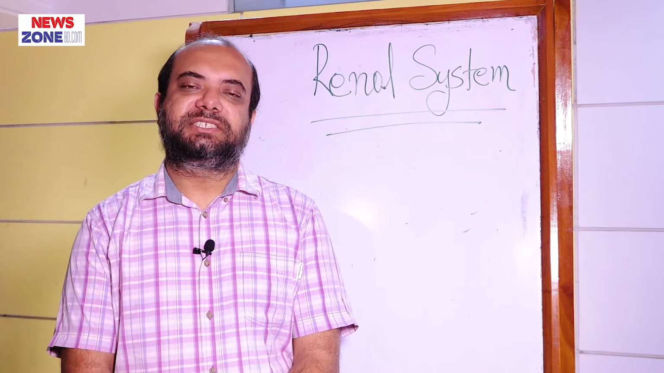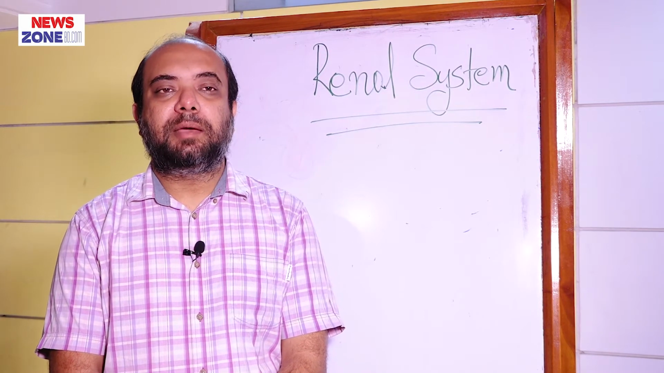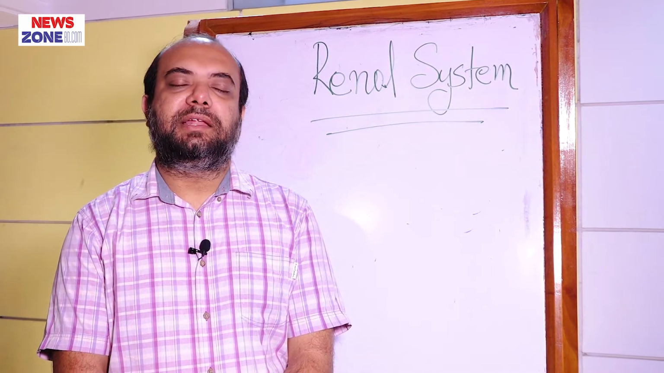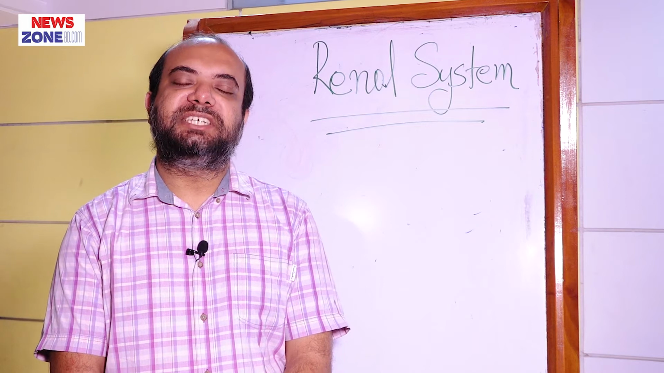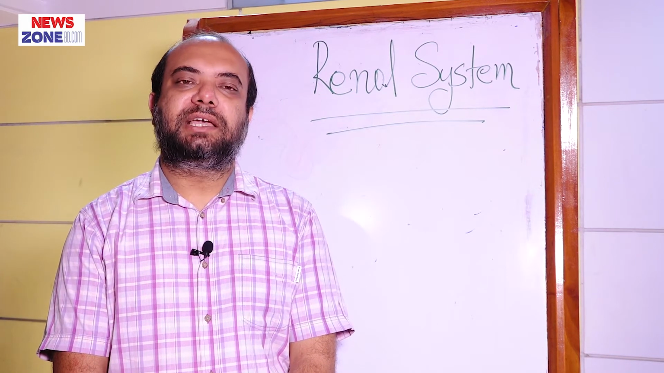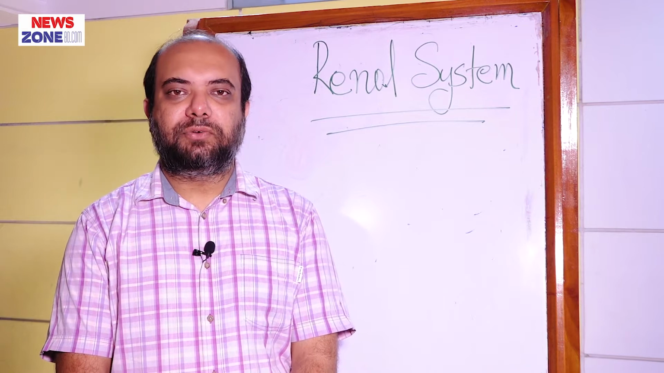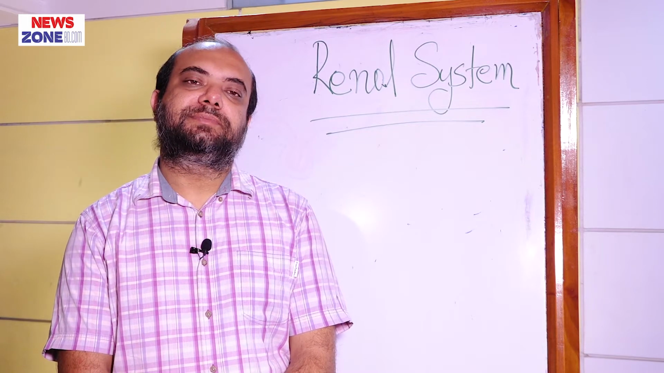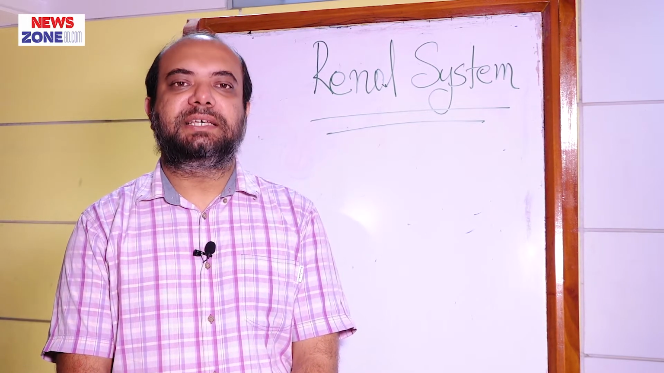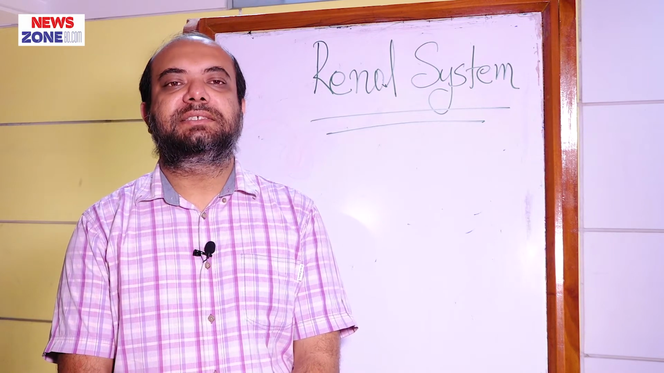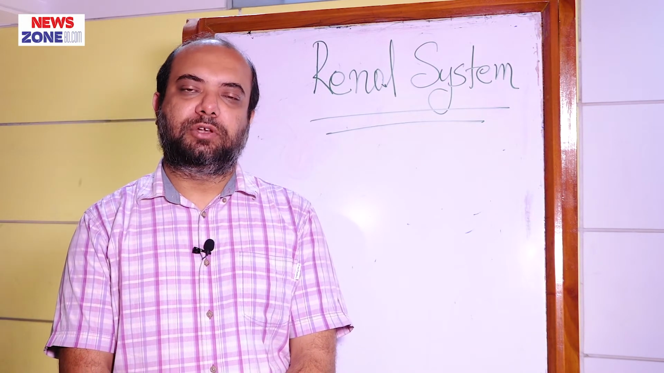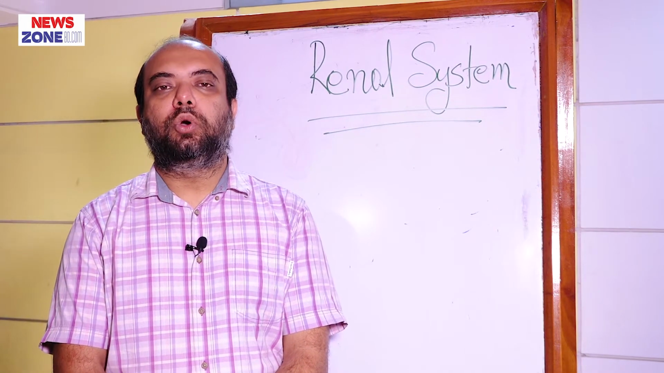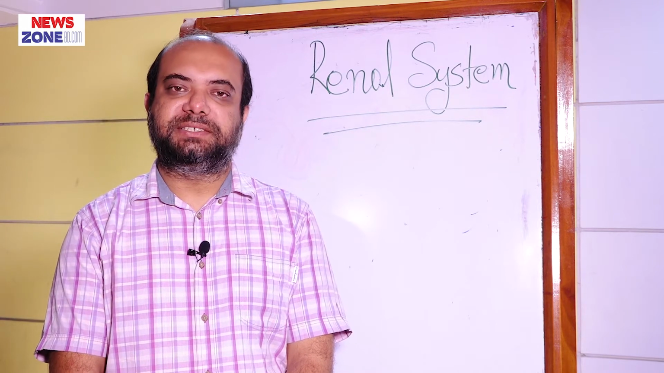First of all, what is the juxtaglomerular apparatus? The juxtaglomerular apparatus is an apparatus which consists of three types of cells: the first one is the JG cell or juxtaglomerular cell, the second one is the macula densa cell, and the third one is the Lacis cells. So we can say that JG cells, macula densa cells and Lacis cells together form the juxtaglomerular apparatus. Now we will learn about the location of these three types of cells.